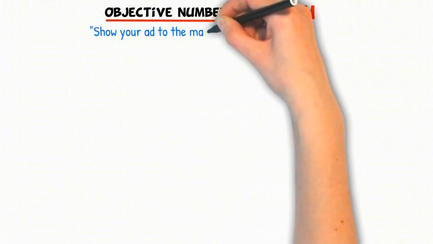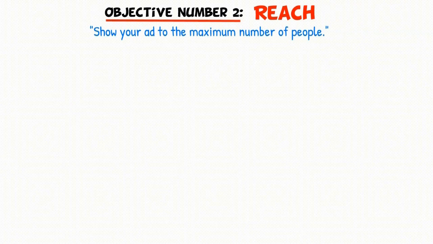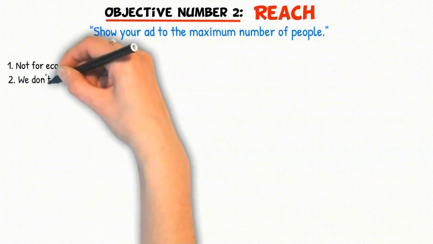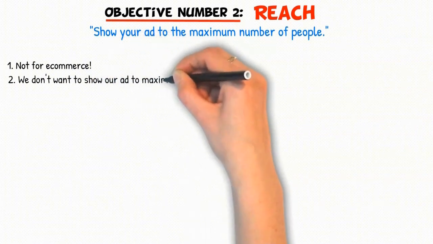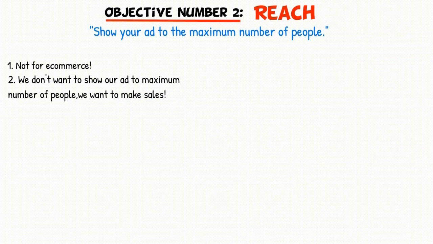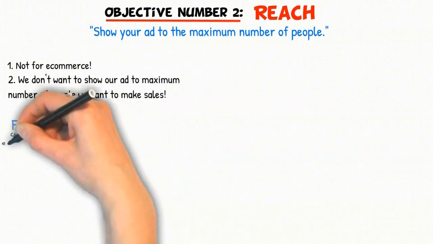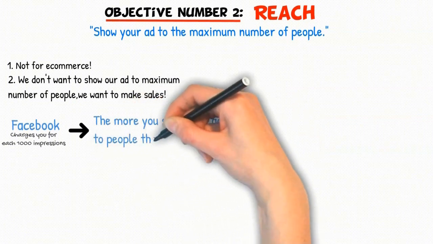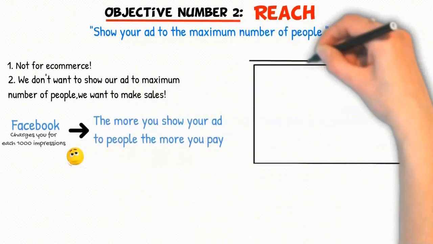Objective number 2, reach. The simplest translation of this objective is show your ad to the maximum number of people. This objective is not designed for e-commerce. We don't want to show our ad to maximum number of people. We want to make sales. A campaign with this objective will cost you a lot. Facebook charges you for each 1,000 impressions. So the more you show your ad to people, the more you pay.